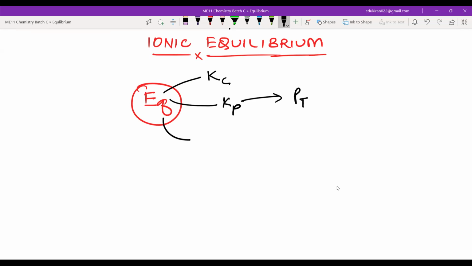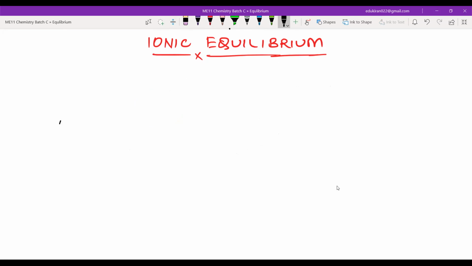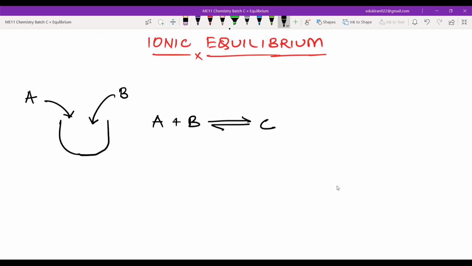So the main concern is what? To calculate the concentration at equilibrium. And let me now tell you why we calculate it. Why do we need to calculate? See, when I start a reaction, I will add some amount of A, and then I will add some amount of B. Now, in this reaction, what will happen? You will have A plus B, and it is giving me C.